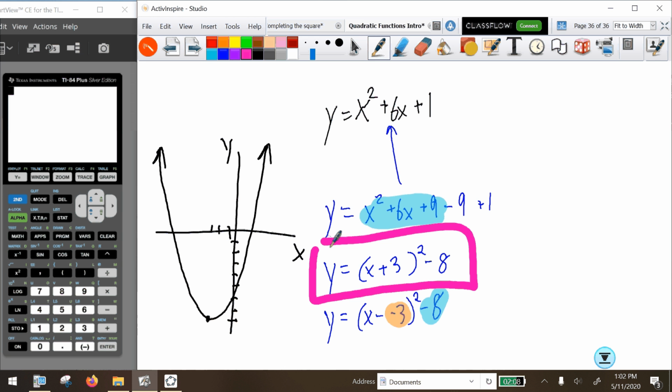And please try the assignment that I uploaded on Google Classroom on Monday afternoon. There's a few questions that ask you to just simply add a number to change something into a perfect square trinomial. And then there's a few that ask you to rewrite the equation in vertex form and identify the vertex.